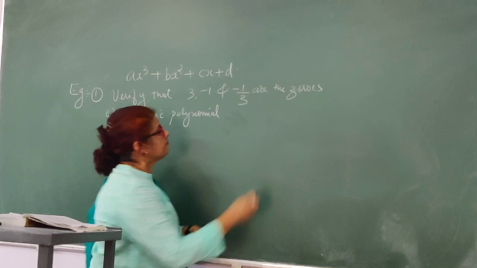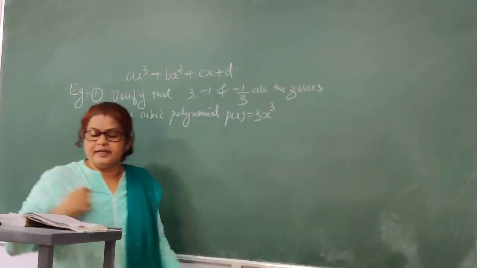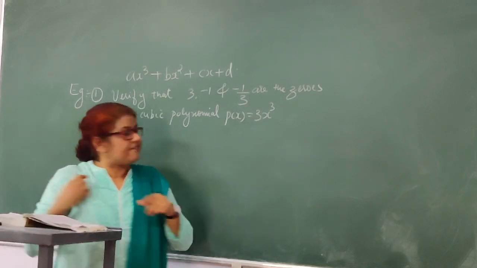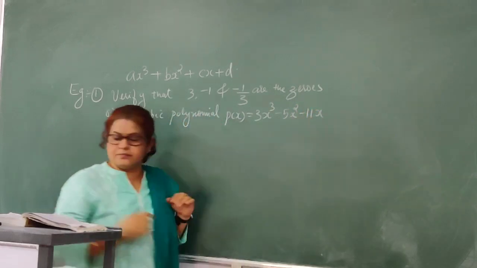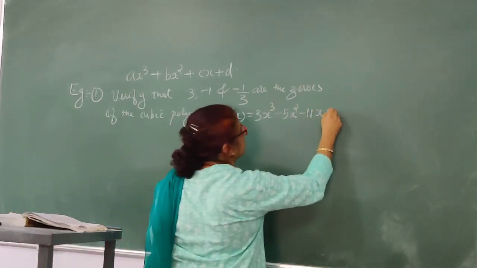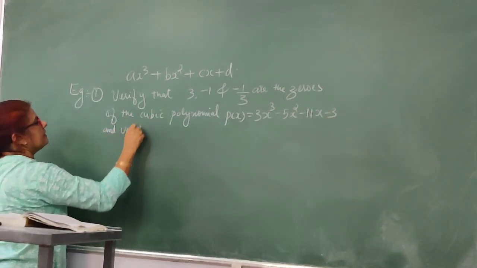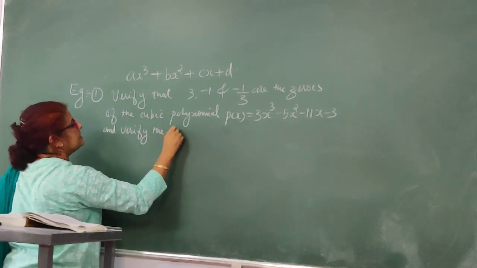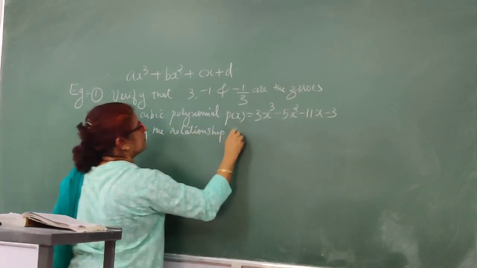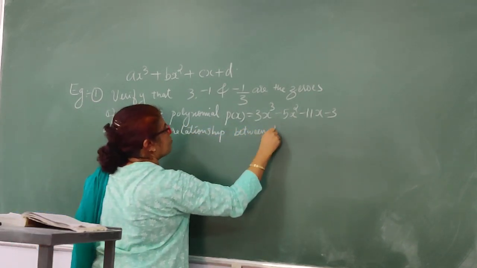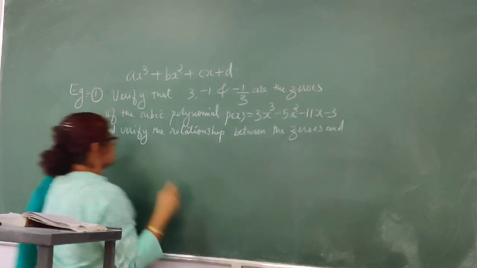p of x is equal to 3x cube minus 5x square minus 11x minus 3, and verify the relationship between the zeros and the coefficients.